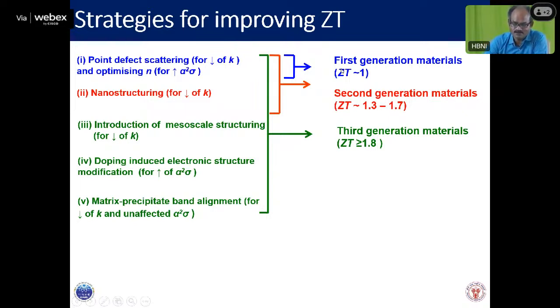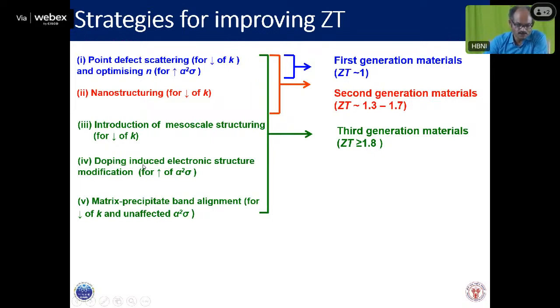Then after a little advancement, there was nanostructuring, and this nanostructuring reduced the thermal conductivity. With nanostructuring, one could attain ZT values in the 1.3 to 1.7 range. Then there are third generation materials. In the third generation materials, the ZT values are more than 1.8, and in addition to these two, there is the introduction of mesoscale structuring, and this mesoscale structuring reduces the thermal conductivity.